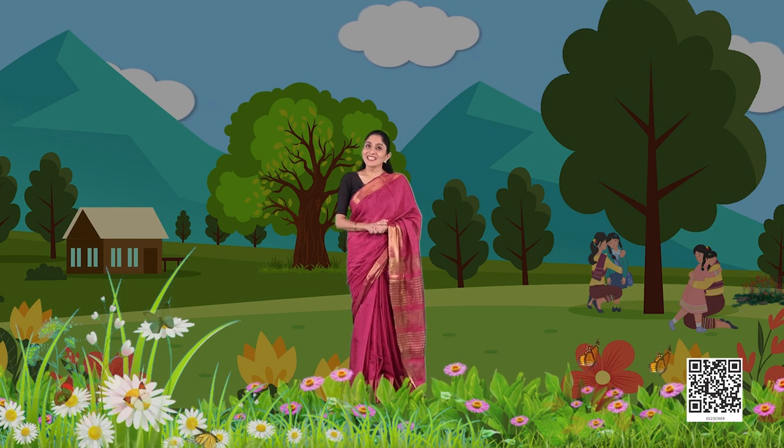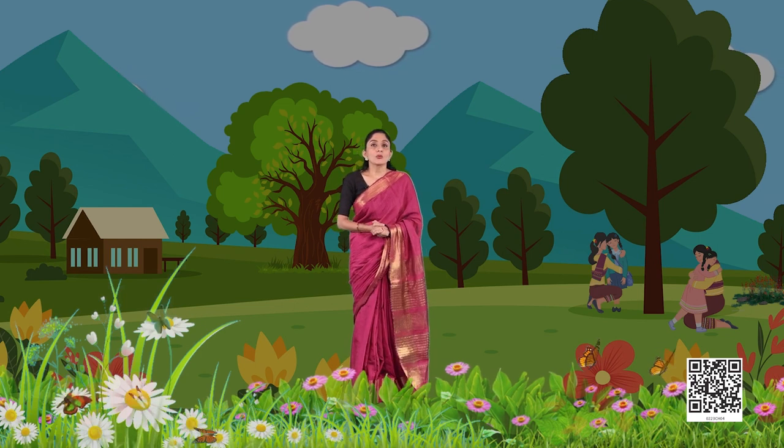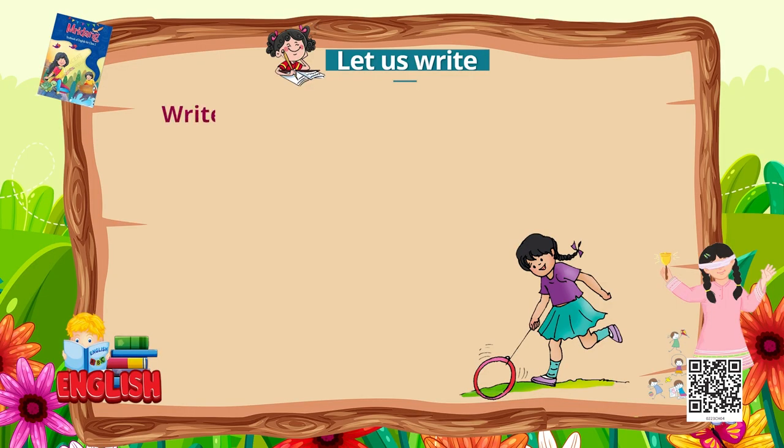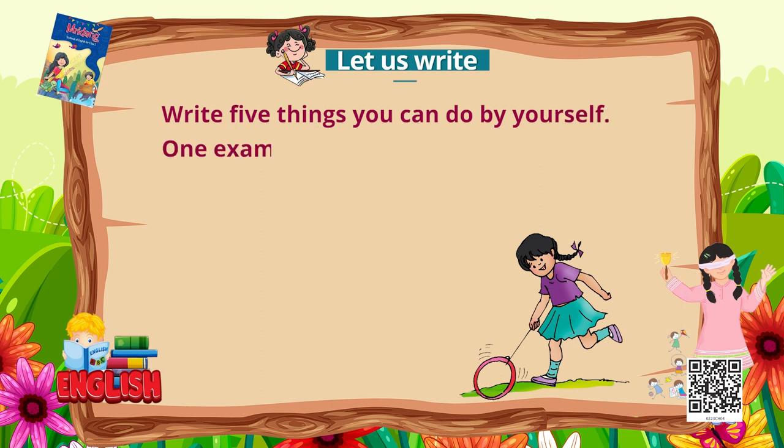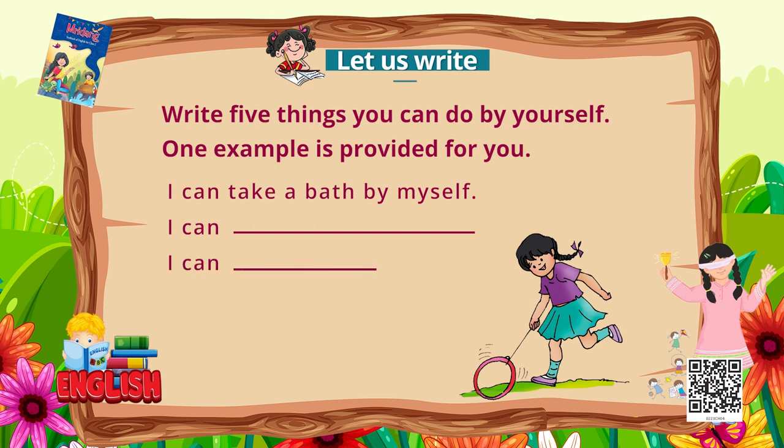That was fun. Activities that you called out may require help from others, but there must be some tasks that you can do all by yourself. You have to write 5 things you can do by yourself. One example is provided for you. I can take a bath by myself. Then there are more options for you. I can tie my shoelaces by myself. I can wear clothes by myself. Rest too, I believe you can do by yourself.